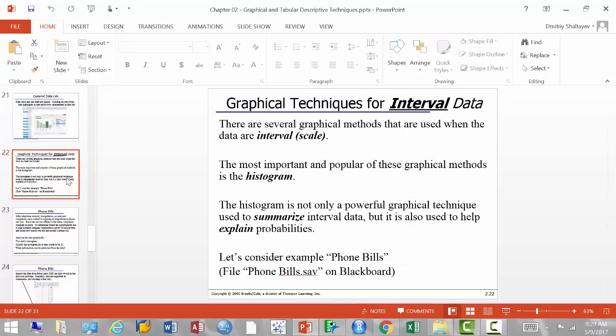And today, in this part, we're going to talk about how you put a picture on the interval data. One of the most popular techniques for representing interval data on a chart or graph is also a bar chart, but it's called a histogram for numerical or continuous data. Let me actually show that in the form of slides.